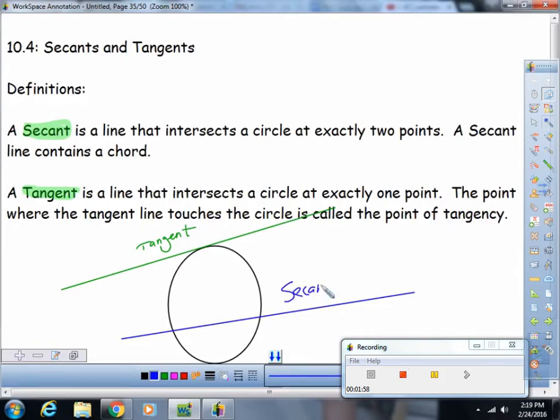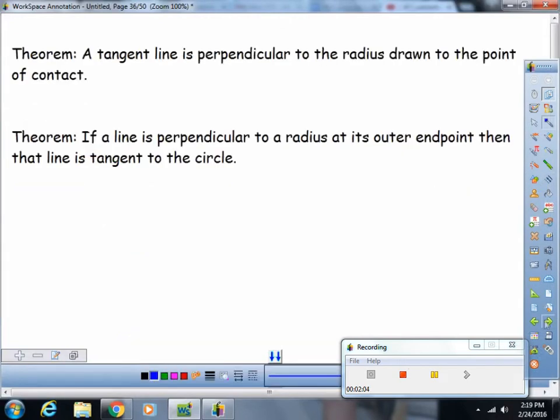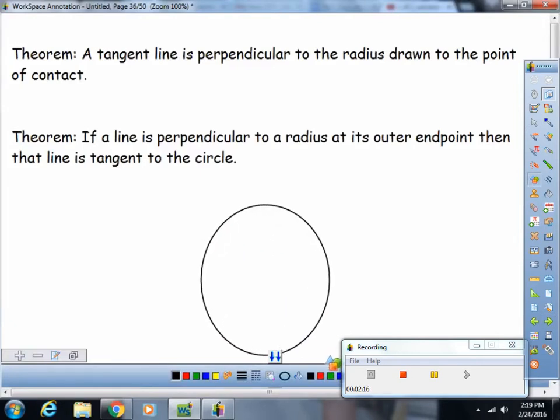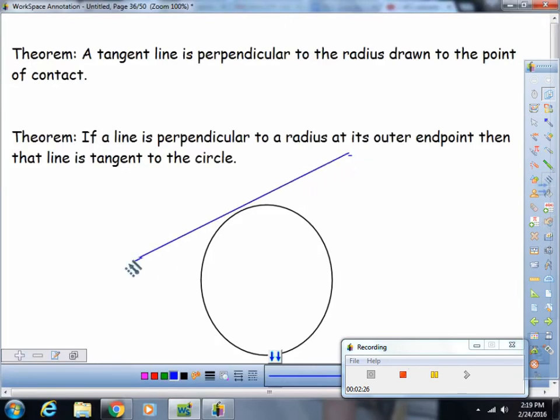Okay, so now that we've kind of got tangents and secants established as vocabulary words, let's read two theorems, okay, and mark these down. Feel free to pause the video if you need. A tangent line is perpendicular to the radius drawn to the point of contact, or to the point of tangency, okay? The converse to that is also true. So if a line is perpendicular to the radius at the outer endpoint of the radius, then that line is tangent to the circle.